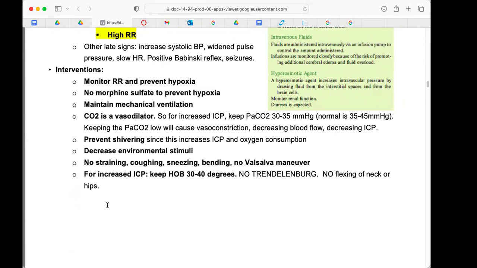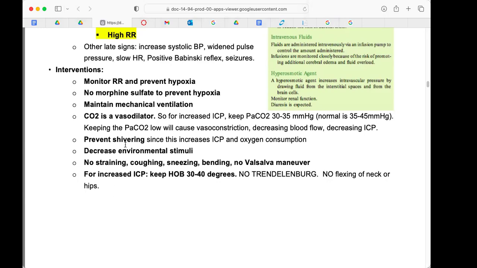Maintain mechanical ventilation, making sure you remember that CO2 is a vasodilator. So write this down. If you didn't write it down last week, you want to slightly hyperventilate the patient with increased ICP. You will work with the doctor and respiratory therapy for that. With hyperventilation, you're going to remove more CO2 from their body because remember, CO2 is a vasodilator that would make ICP worse.